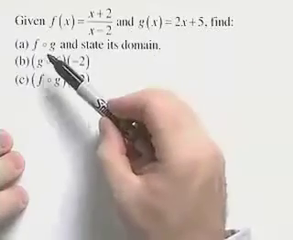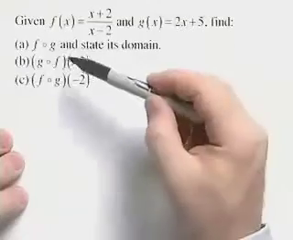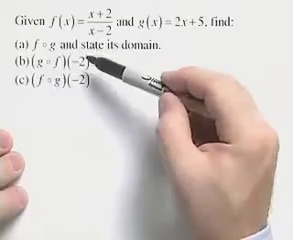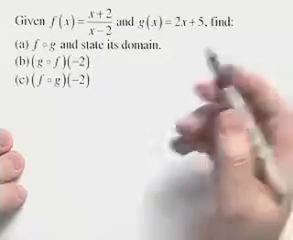For these two functions, in part A, we want to find the composition f of g and state its domain. In part B, we want to find g of f of negative 2, and in part C, f of g of negative 2. So we'll start with part A.